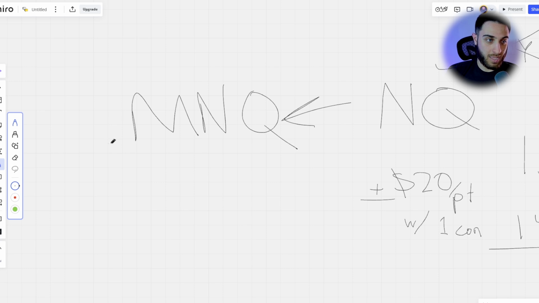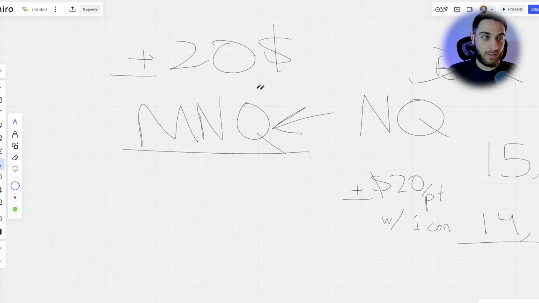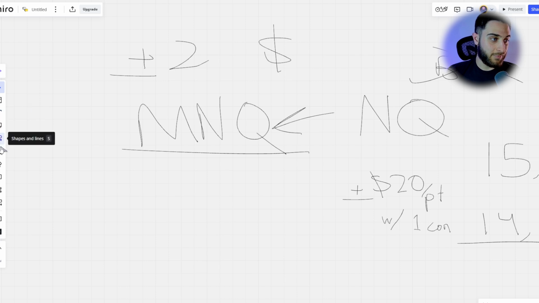So with the NQ, we also have the micro NQ, which is just MNQ. That's the symbol, the ticker, for the actual underlying. All this means is, as it's in the name, micro: instead of gaining or losing $20 per point, everything is divided by 10. You are making or losing $2 per point. Just $2, not 20. For every point move, you make or lose $2.